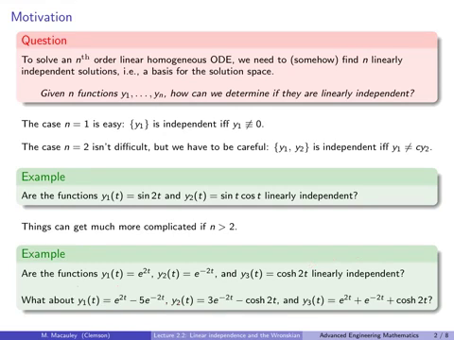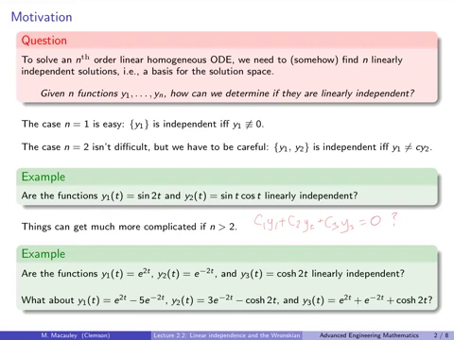Here's a harder question. What about the following three functions? y1 is e to the 2t minus 5e to the minus 2t. y2 is 3e to the minus 2t minus cosh of 2t. And y3 is e to the 2t plus e to the minus 2t plus cosh of 2t. So is there a linear combination of these functions, in other words, c1 y1 plus c2 y2 plus c3 y3, that is equal to 0?